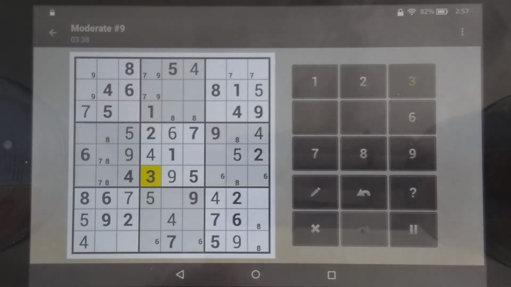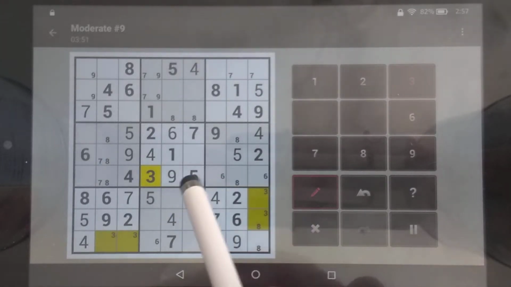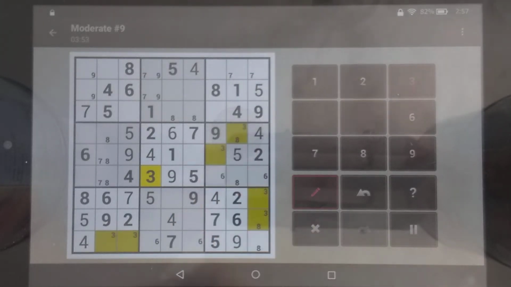On to the 3s, not a lot of info on the 3s. We know it's got to be here in the bottom, simply because that's all that's left, which means that that's blocked, and this has to be here. We know it can't be in that row, so it's got to be one of these two. And that's all we know about the 3s for now.